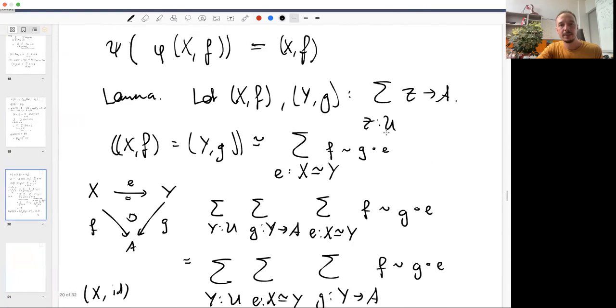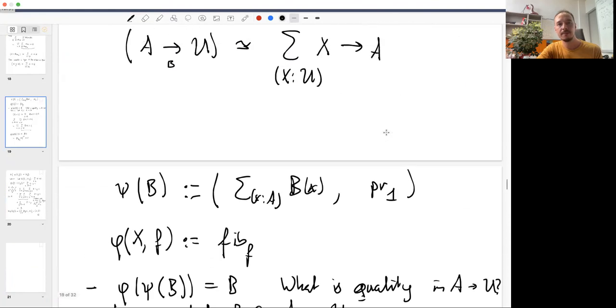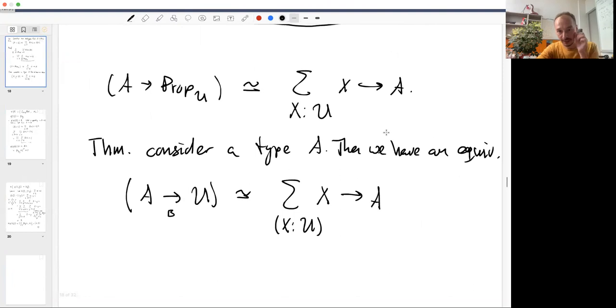So this theorem that we just proved, sometimes people say that the universe is an object classifier, and when they say that, they refer to this theorem. But I think you don't really need to know at this stage in the course what an object classifier is.